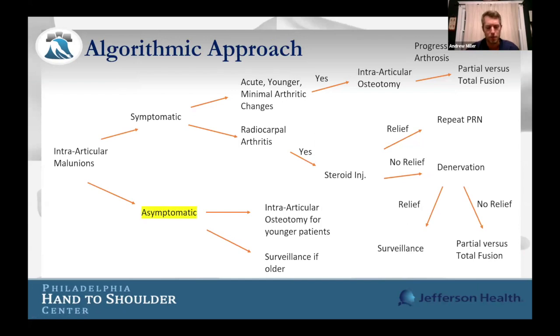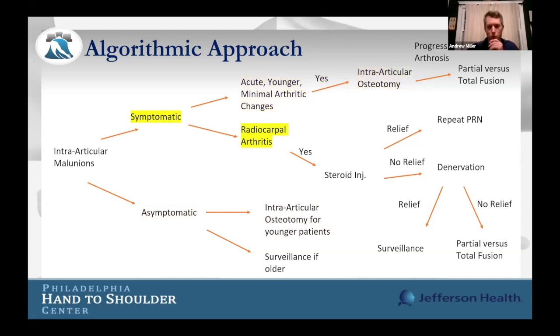So my algorithmic approach to treating these malunions, I don't know if the highlights show up here or not, but if they're asymptomatic, I typically am considering an intra-articular osteotomy for younger patients. But again, it's sort of a discussion. If they're symptomatic and they're fairly acute, younger, minimal arthritic changes, then I'm considering an intra-articular osteotomy. And if there's progressive arthrosis, then I think you have to consider that partial versus total fusion.